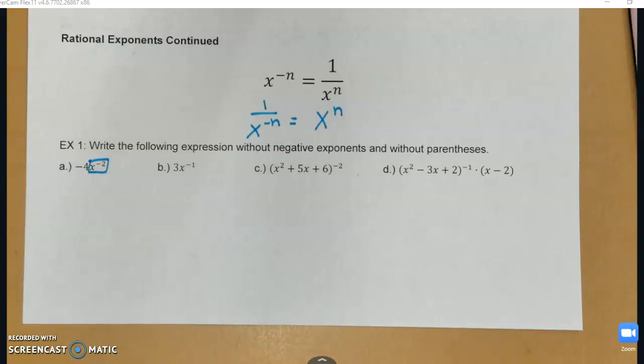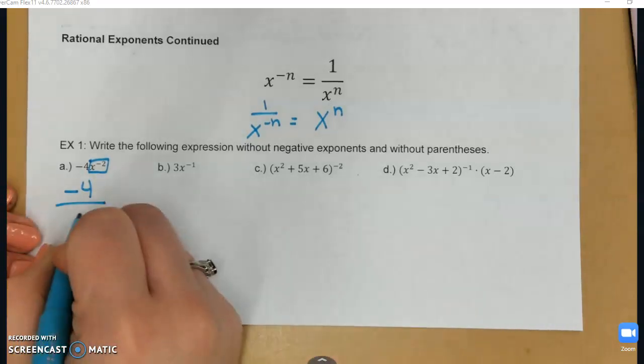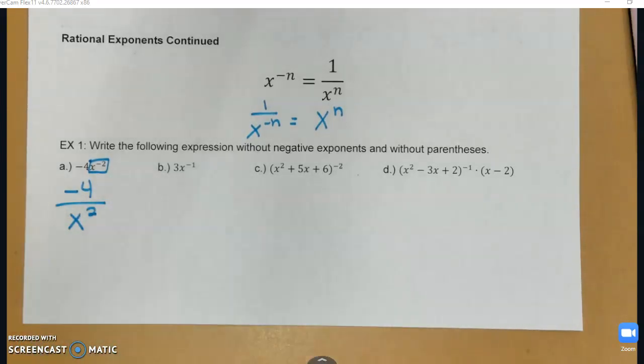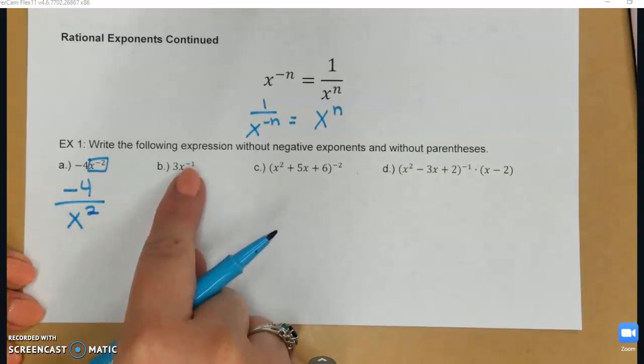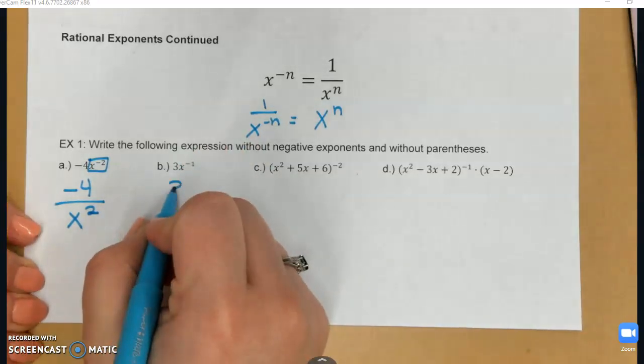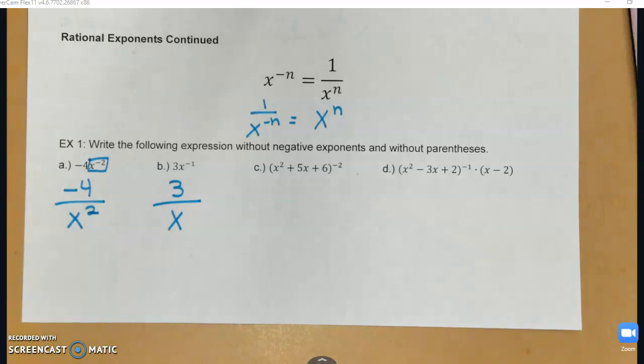So I'm just going to move the x to my denominator so that it becomes positive. Negative 4 will stay in the top. And when I'm moving it to the denominator, that 2 becomes positive. So this is negative 4 over x squared. Let's look at B. 3x to the negative 1. Again here, the exponent is only applying to the x. So 3 will stay in my numerator, and x goes to the bottom. x to the 1 is just x, and so I have 3 over x.